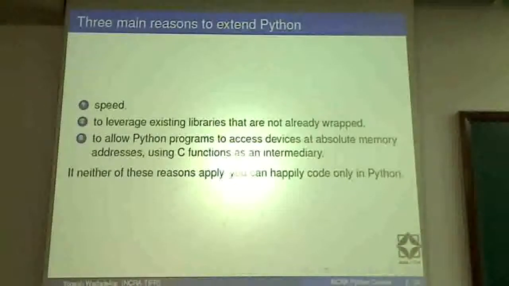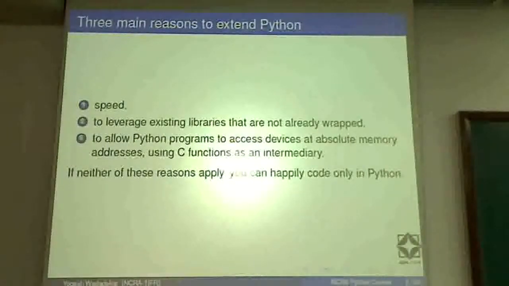The third reason might be if you are building an instrument and you want Python programs to actually access devices. And these will have some absolute memory addresses. This has traditionally been done in C. For many decades now, you actually access devices from within a C program. So C became very popular because it allows you that low-level access to devices.